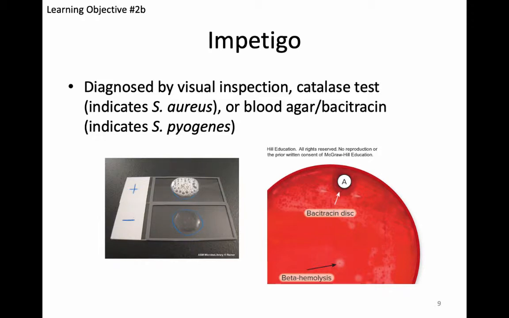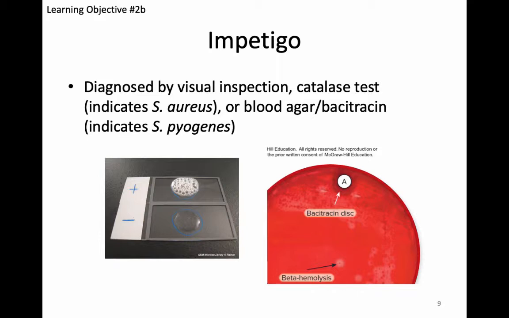Diagnosing impetigo can be done by visual inspection, so just looking for the honey-colored flaky rash. Also, a catalase test can help distinguish if the impetigo is caused by Staph aureus or Streptococcus pyogenes, because Staph aureus is the only bacteria that makes catalase. And a catalase test is shown on the left.